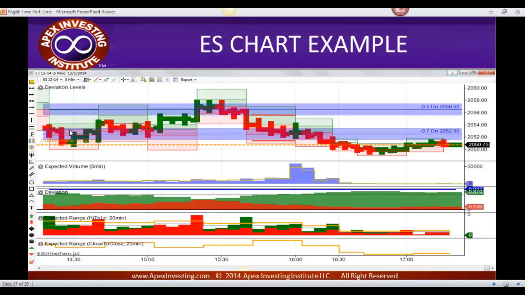This is the expected range of the market, meaning historically, by this day of the week, time of the day, it's expected to close above this box or below this box. It's expected to stay within this range from open to close. Okay, does that make sense? Now, that means the market's kind of flat here. We can kind of see it flat, no expected volume.